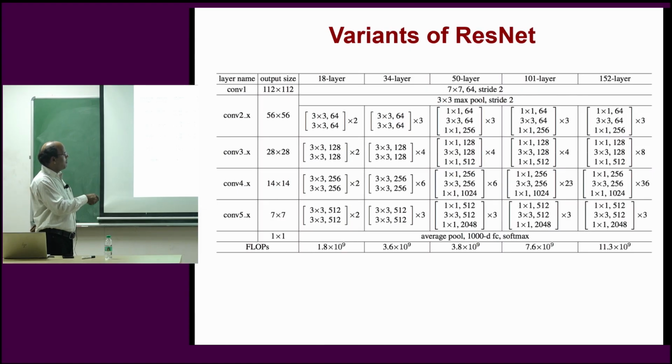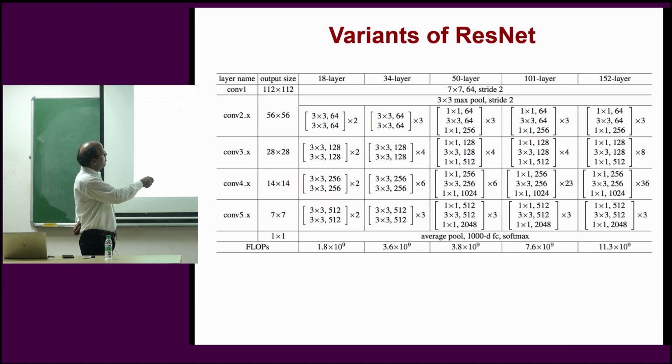And this has the FLOPs, floating point operations, basically 1.8 to 0.9. For 34 layers, this is used 3 times, then 4 times, 6 times, 3 times, that number of the filters. If you see the 50 layers, 1 cross 1 64, 3 cross 3 64, 1 cross 1 256. This configuration is used 3 times in the model. Then 1 cross 1 128, 3 cross 3 128, 1 cross 1 512 is used 4 times, the same blocks, right?